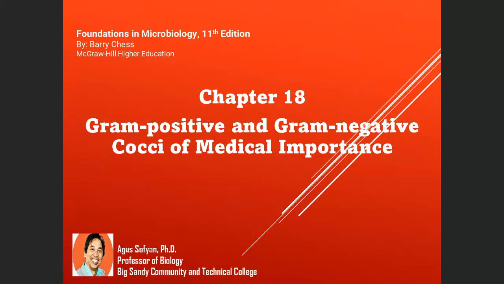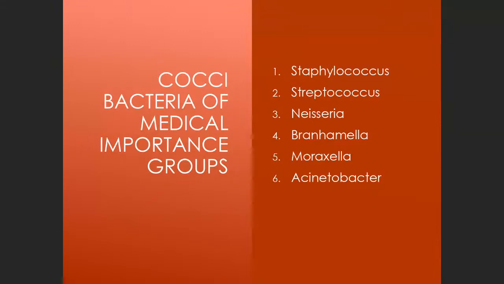Today we will discuss chapter 18, which is about gram-positive and gram-negative coccus of medical importance. So we'll talk about the coccus bacteria in this chapter, especially the ones that cause infection in humans. Okay, there are several groups that can cause disease in humans.